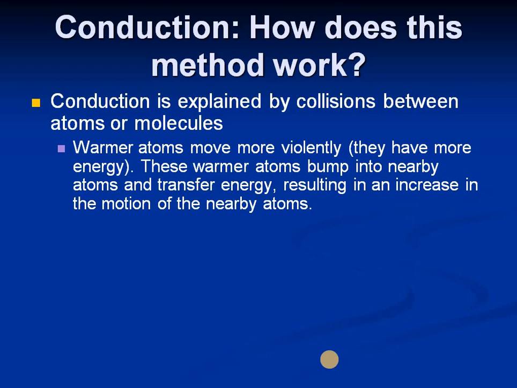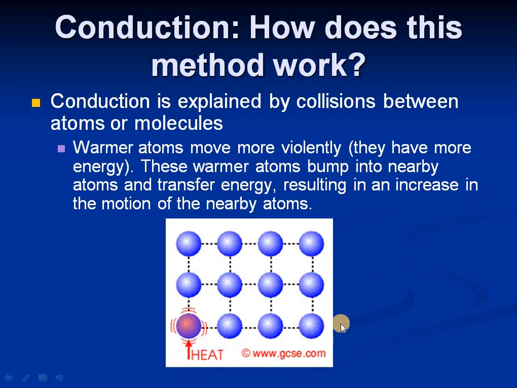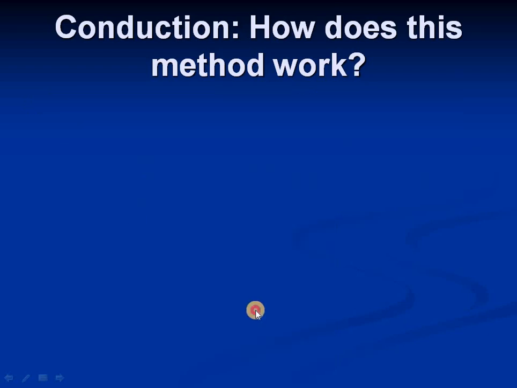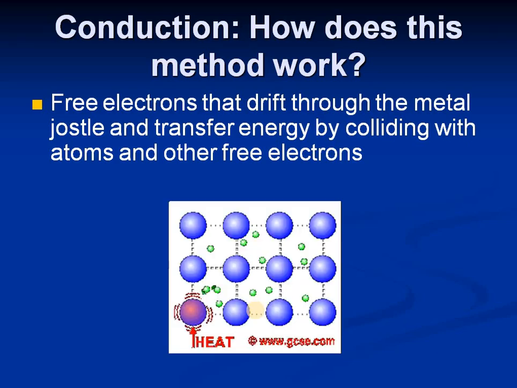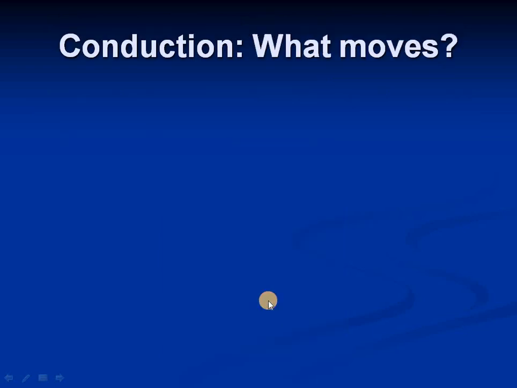These warm atoms bump into nearby atoms, they collide with each other and transfer energy, resulting in an increase in the motion of nearby atoms. As a result, the nearby atoms also move. Like this atom, it is very warm, so it will collide with them and release energy. Free electrons that drift through the metal jostle and transfer energy by colliding with atoms and other free electrons. The free electrons present in a molecule also strike each other and release energy, which is transferred to other molecules, and that transfer keeps on taking place.